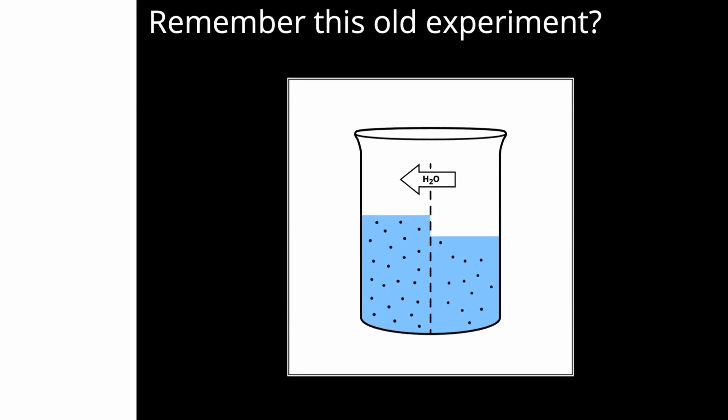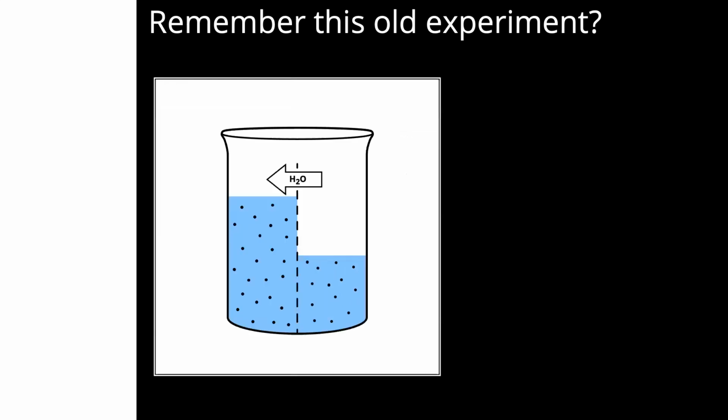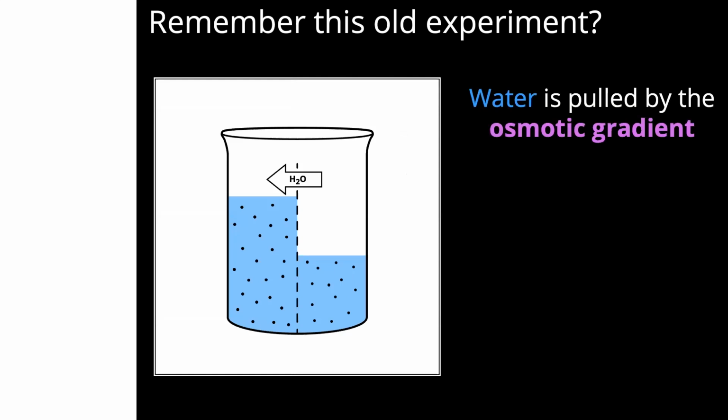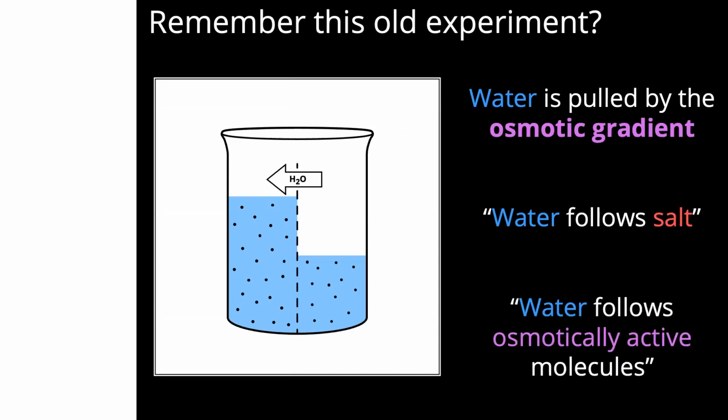And so we see that over time, water diffuses across this membrane, and you have more water on the left than the right, and you have an equalization in the concentration of these two solutes. You may have heard this expression, water follows salt. That's great. I think a better expression, although perhaps less pithy, is water follows osmotically active molecules.